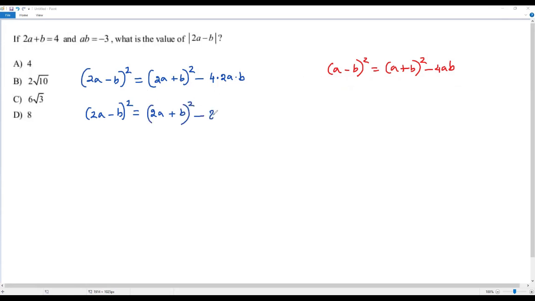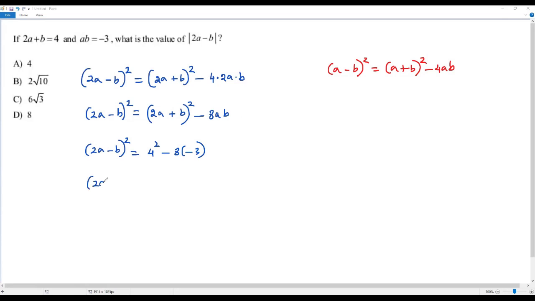Okay, (2a negative b) the whole square equals (2a positive b) the whole square negative 4 times 2 is 8, that is 8 times ab. Okay, for this 2a positive b we have the value 4, and for this ab we have the value negative 3. So we can plug in 4 for 2a positive b and negative 3 for a times b. Then I'm getting 4 square negative 8 times negative 3.